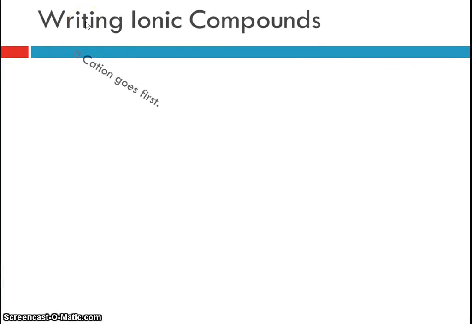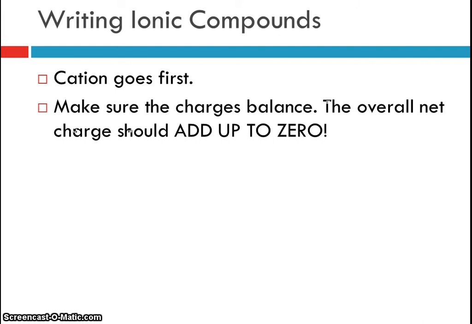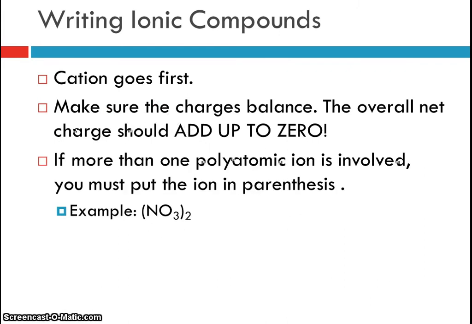Writing ionic compounds. Make sure the cation goes first, so your positive ion or your metal will go first. Make sure the charges of all your atoms balance, so the overall net charge should add up to 0. If you have more than one polyatomic ion, you must put the ion in parentheses. So for example, if I had 2 nitrate polyatomic ions, I would put the NO3 in parentheses and a little subscript 2 to show that I had 2 NO3s.